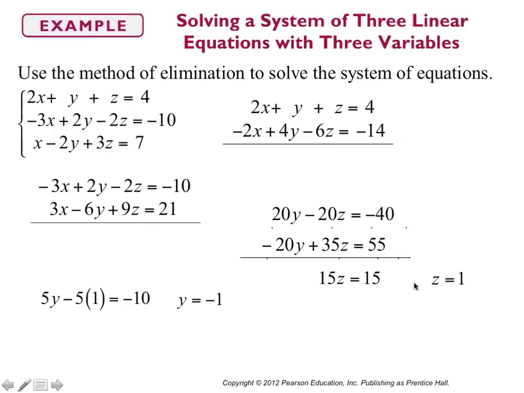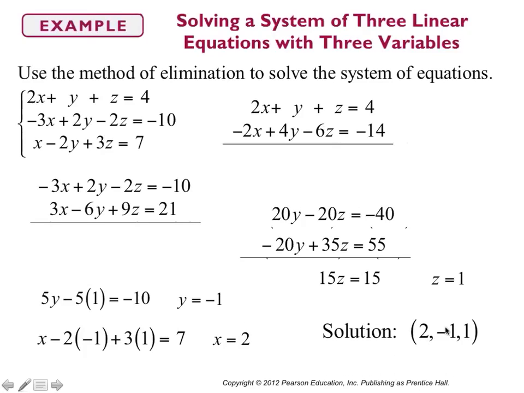I would make sure that as you find these solutions, you circle them on your paper because it gets a little bit messy. So we know z equals 1 and we know y equals -1. The last thing we want to do is solve for x. We take one of our original equations. It looks like they took the last one here. So we have x minus 2y, where y is -1, plus 3z, where z is 1, equals 7. Then we solve this, and we get x equals 2. So our solution is x equals 2, y equals -1, and z equals 1.